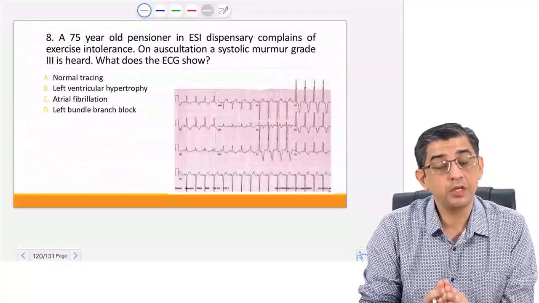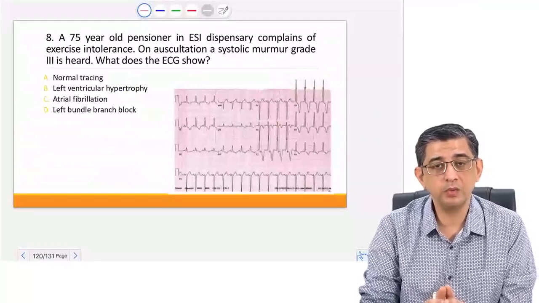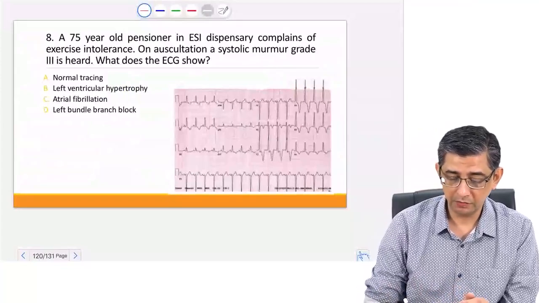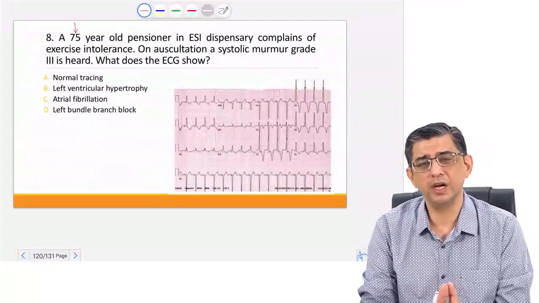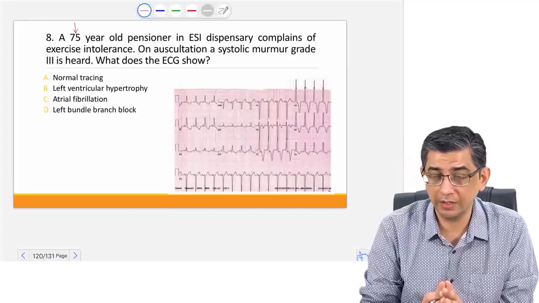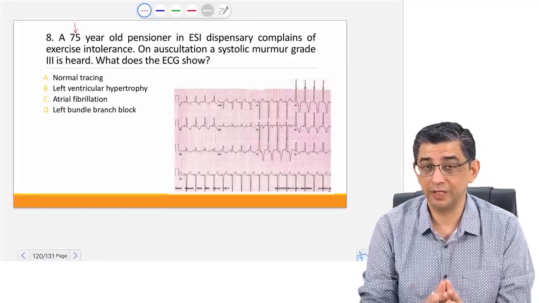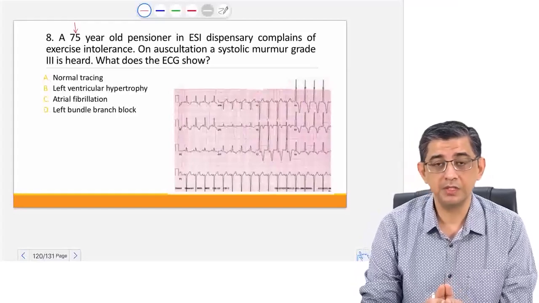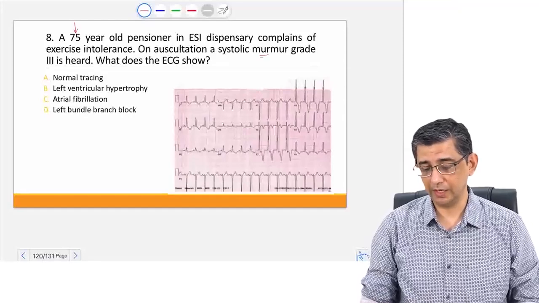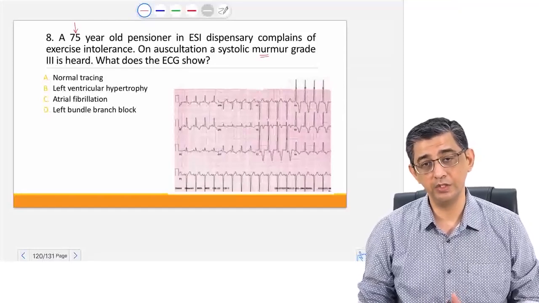Coming to the next question, he's talking about a 75-year-old person who comes to an ESI dispensary complaining of exercise intolerance. In cardiology, if the age of the patient is usually in the geriatric age group, there are usually two possibilities. Either it's going to be a question on an acute coronary syndrome event, or it's going to be valvular aortic stenosis. The question then says, on auscultation, a grade 3 systolic murmur is heard. So I think the question is based on a valvular lesion only.